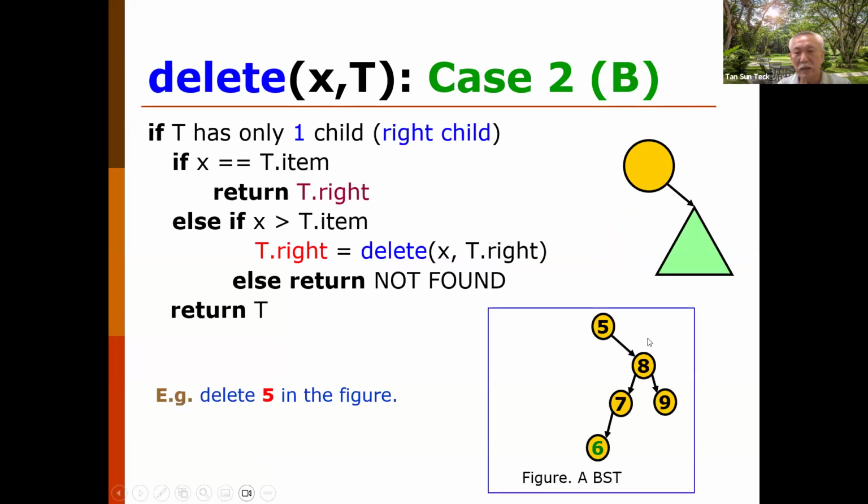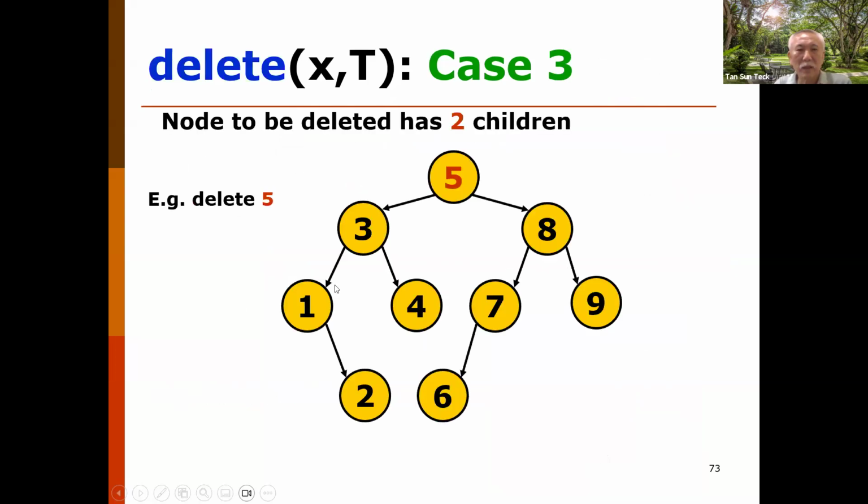Okay, again, delete 5, you just return the pointer 8 to the previous discussion. Okay, so case 3 is when you delete a node that has two children. For example, I want to delete 5. So there are two children, 3 and 8. So the question is who will become the root node after 5 is deleted, right?